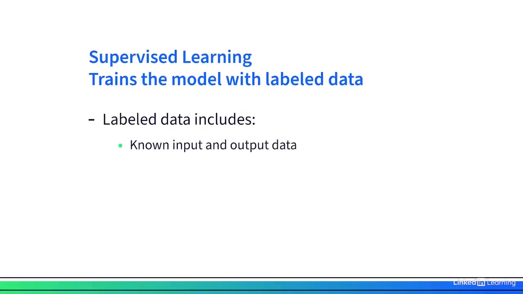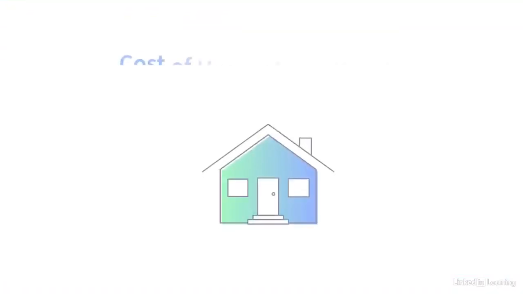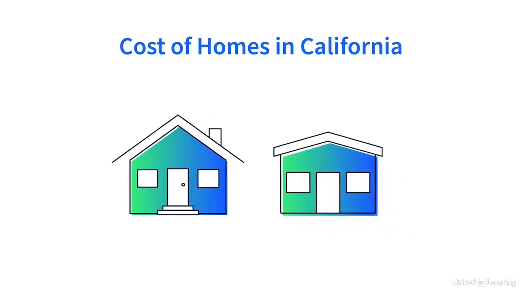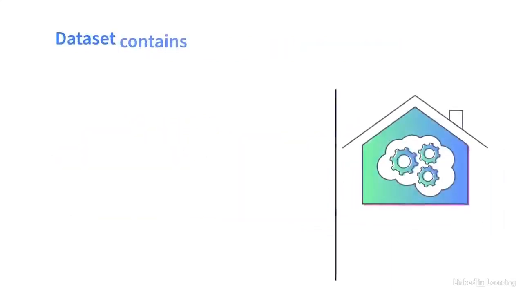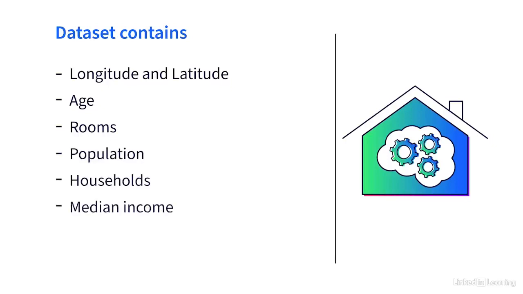Labeled data includes known input and output data, which teaches the machine to predict future outputs as new data comes in. Our case study to predict the cost of homes in California is a good example. The machine is trained on a dataset that contains longitude, latitude, age, total rooms, total bedrooms, population, households, median income, ocean proximity, and the value we want the machine to learn how to predict, the cost of the home.